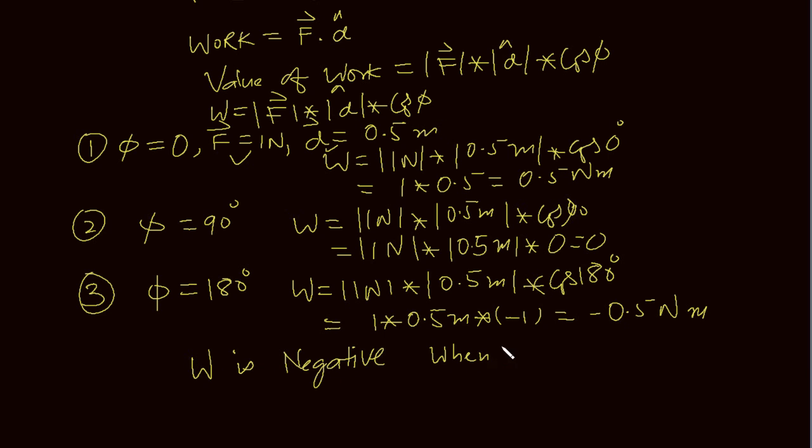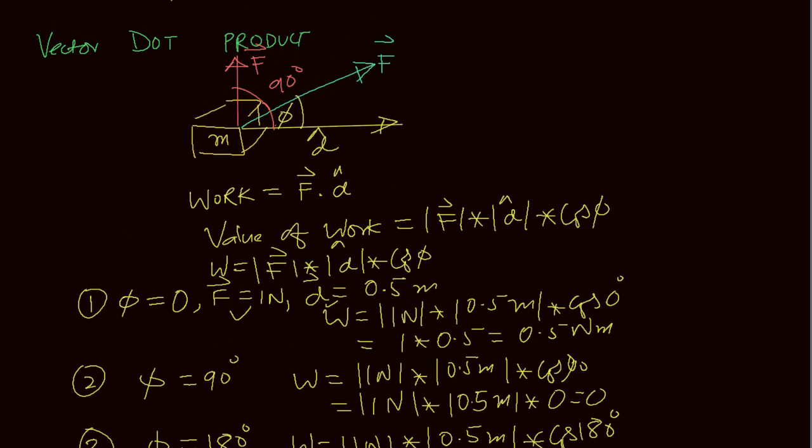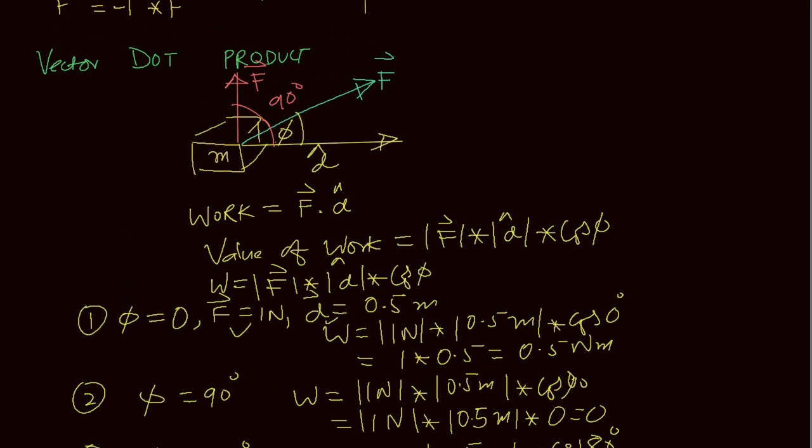When phi is equal to 180 degrees. In fact, work will be negative when phi is more than 90 degrees. And in your head there will be a lot of questions coming because of what we have drawn here.